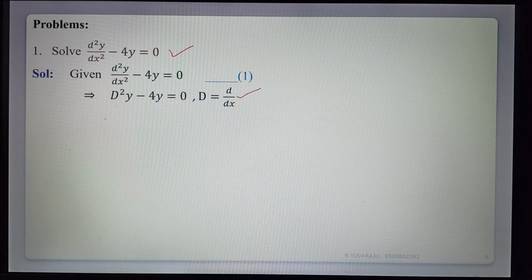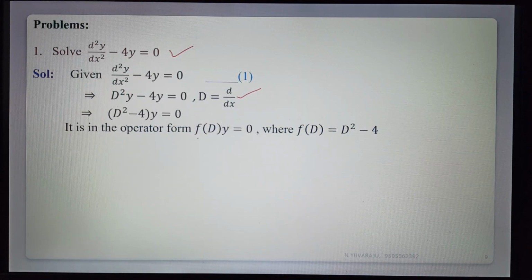So the operator form is (D² − 4)y = 0, which is of the form f(D)y = 0. This is a homogeneous equation form only, where Q(x) = 0. This is a homogeneous equation where f(D) is the polynomial D² − 4.